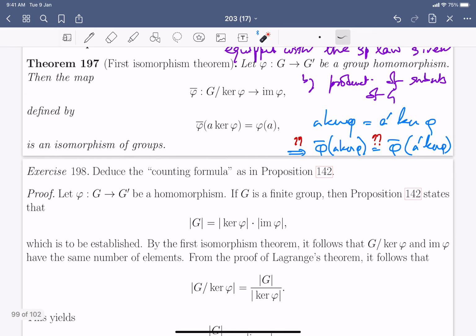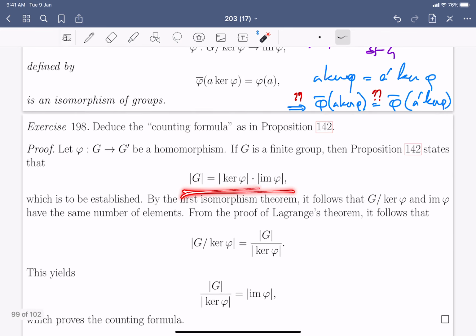The first exercise asks to deduce the counting formula from proposition 142. This proposition 142 states that if we have a group homomorphism phi from G to G prime and the domain is a finite group, then the order of G is equal to the product of the orders of kernel of phi and image of phi. Now this exercise says that we need to establish this, of course using this theorem.